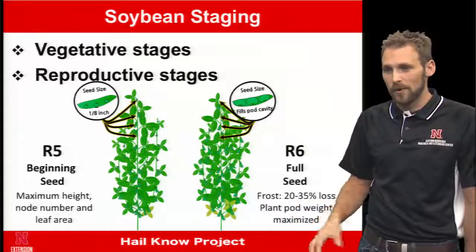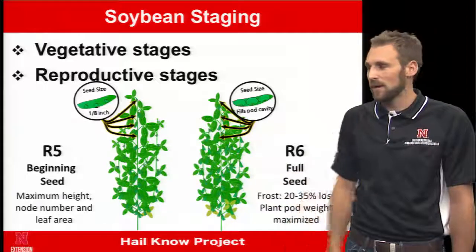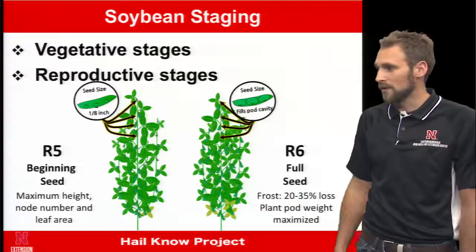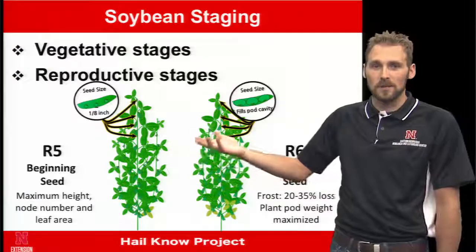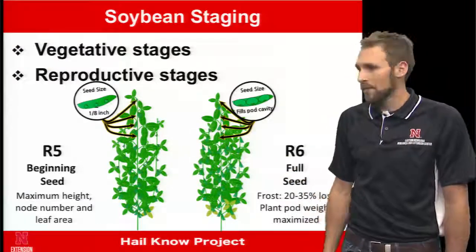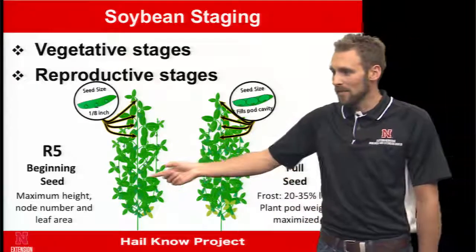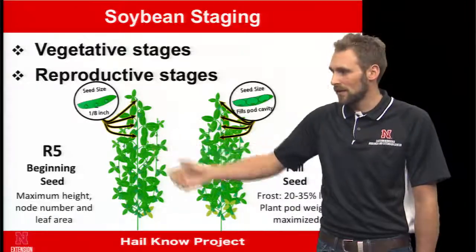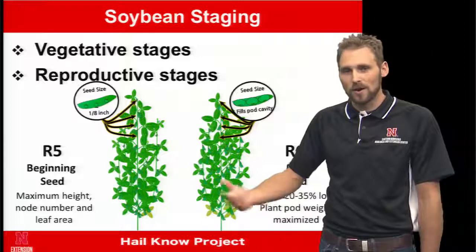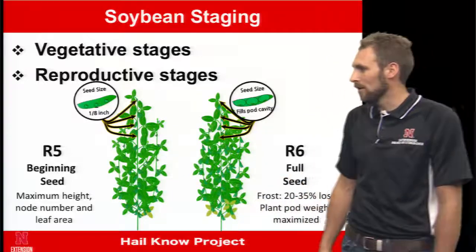This is a really critical point. Hail beyond here, significant leaf loss beyond here, is pretty significant in terms of losses, mostly because we can't accumulate any more leaf area out there to compensate for any of those losses. We're at maximum height, maximum node number, maximum leaf area. So this is kind of like the VT R1 stage in corn.